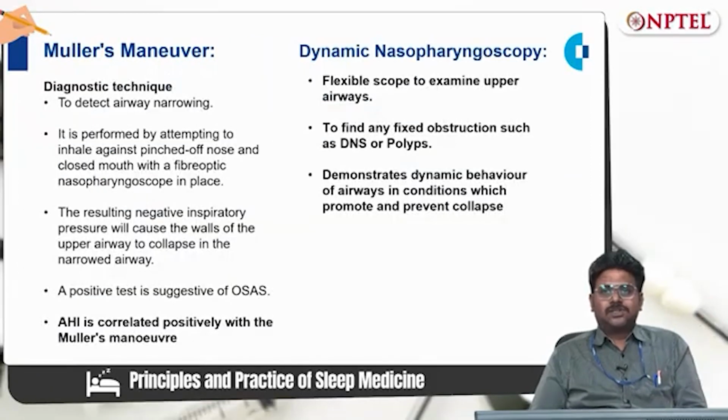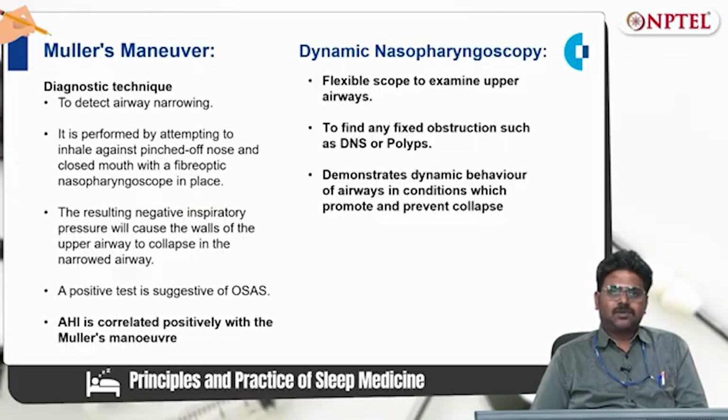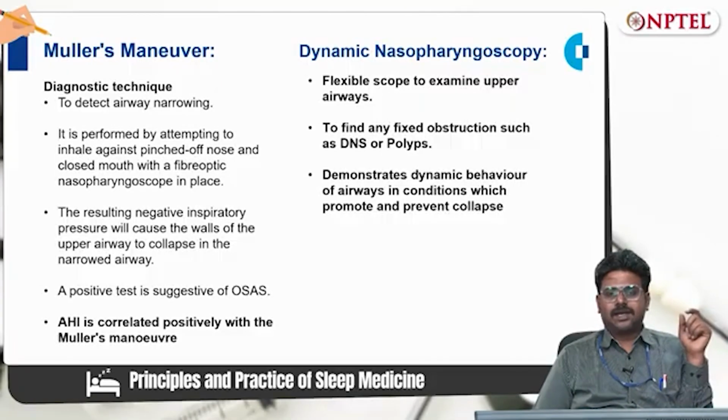Next slide is about Muller's maneuver and dynamic nasopharyngoscopy. Muller's maneuver is a diagnostic technique to detect airway narrowing. It is performed by attempting to inhale against a pinched nose and a closed mouth with a fiberoptic nasopharyngoscope in place. The resulting negative inspiratory pressure will cause the walls of the upper airway to collapse in a narrowed way. It's a positive sign suggestive of obstructive sleep apnea syndrome.